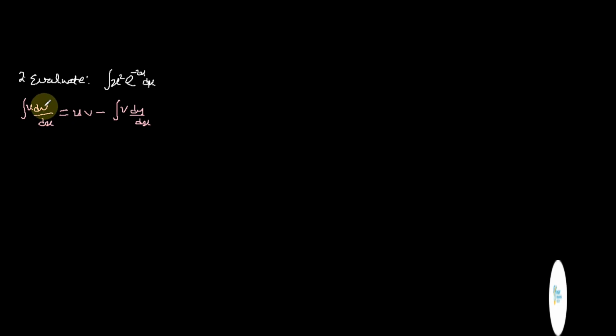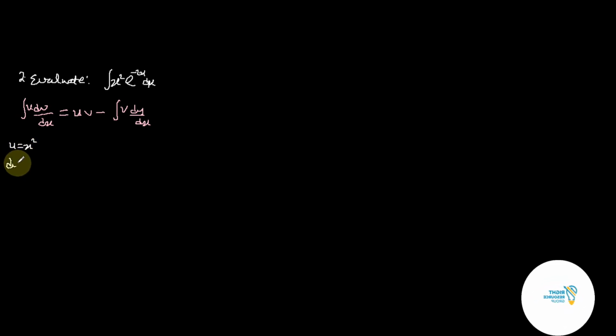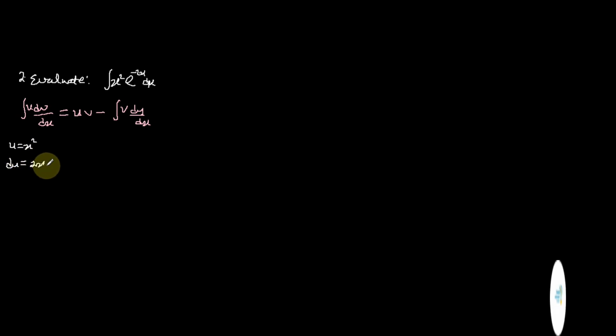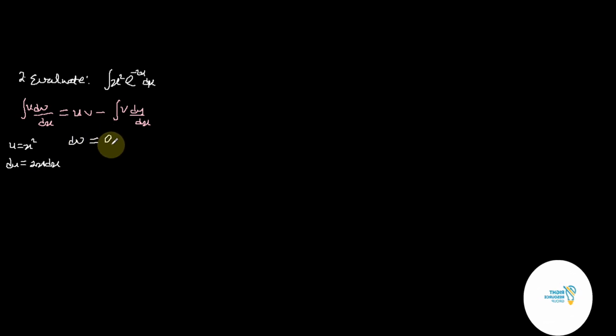Now, here we are going to let our u be equal to x squared. Remember, we are going to differentiate the function that, if we differentiate, is going to be diminishing, and here we have u to be x squared. So if we differentiate u with respect to x, we are going to have du to be equal to 2x dx, and let's let v be equal to e^(-2x) dx.